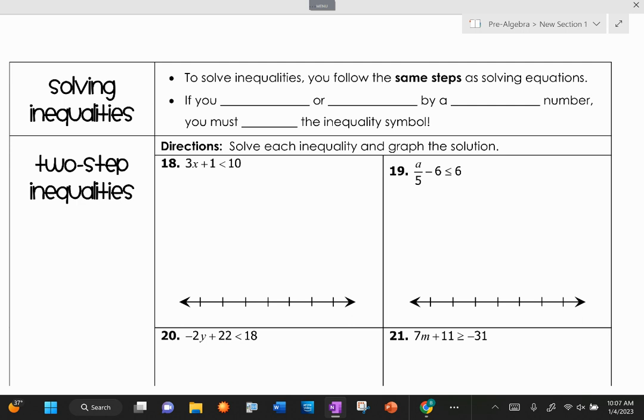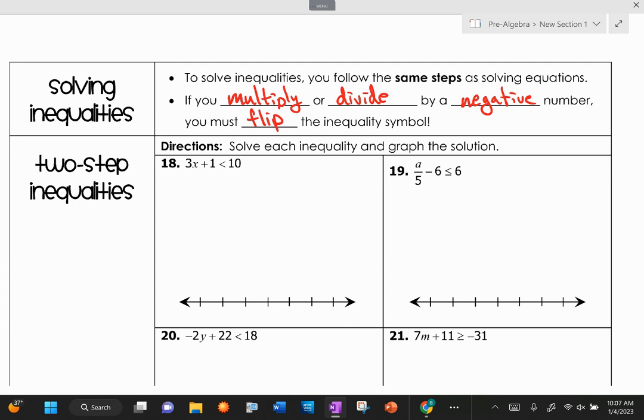You're going to use the same steps that you used to solve the equations for Christmas break. The only difference has to do with if you are multiplying or dividing by a certain kind of number. So if you multiply or divide by a negative number, you must flip your inequality symbol.